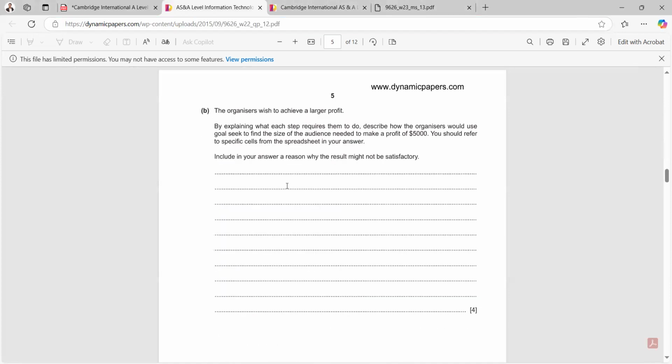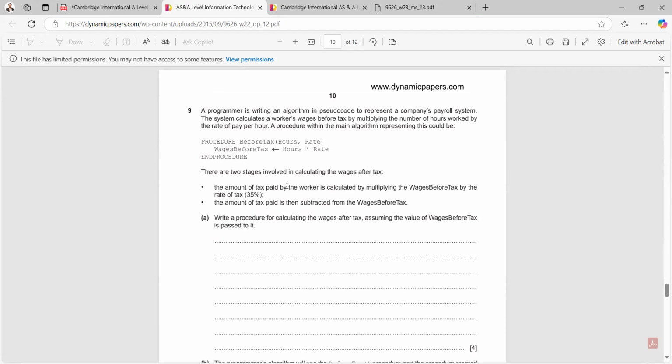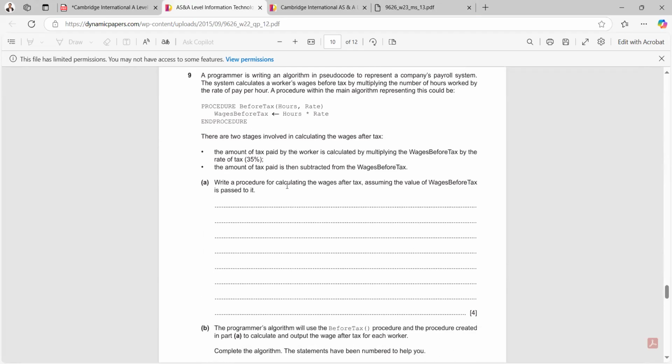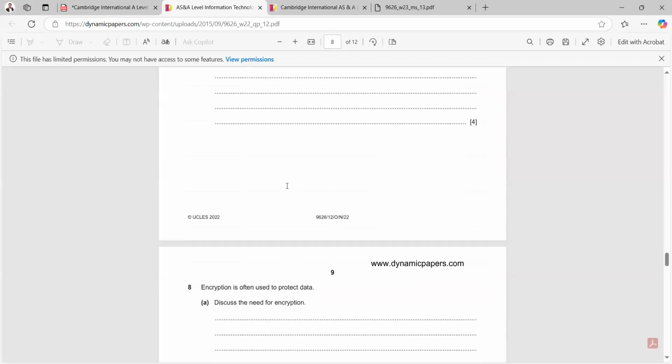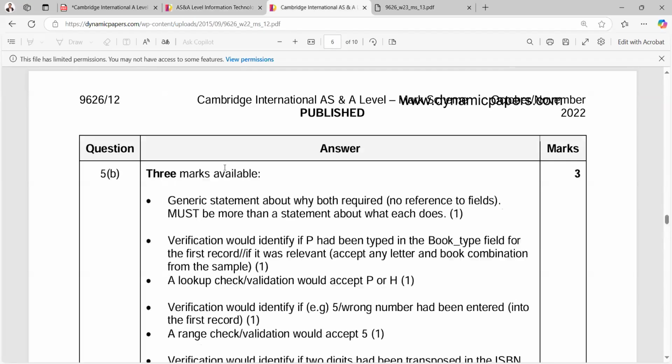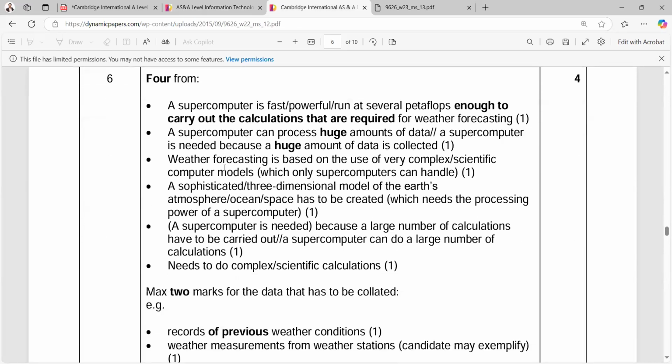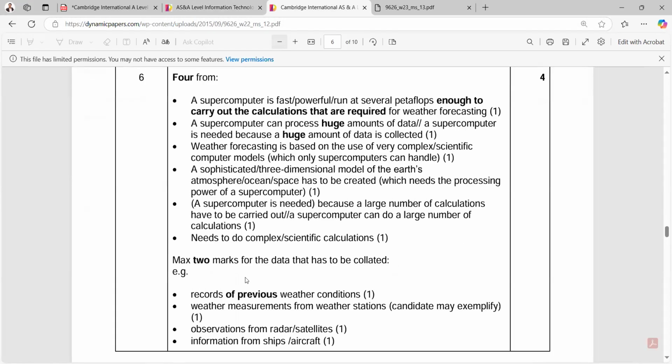Other than that, I have question number 6. 6 is right here for the supercomputers. So you are just going to take some points from here, that this is a really powerful computer. It can carry out calculations, and where it is used, and that's all.